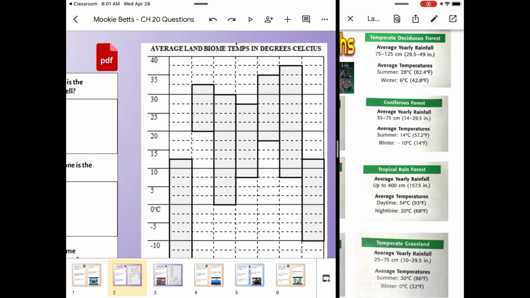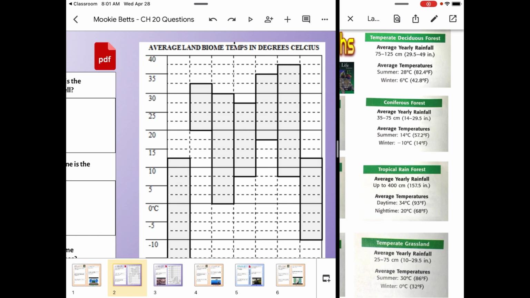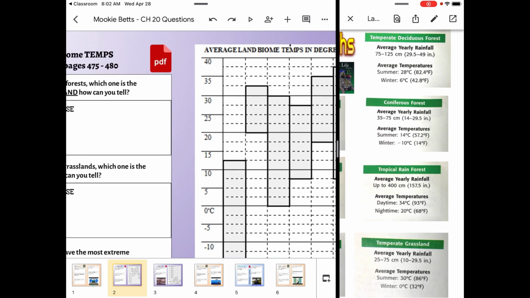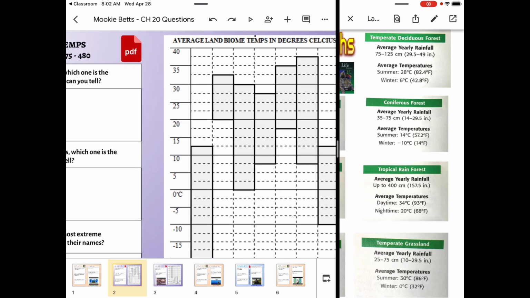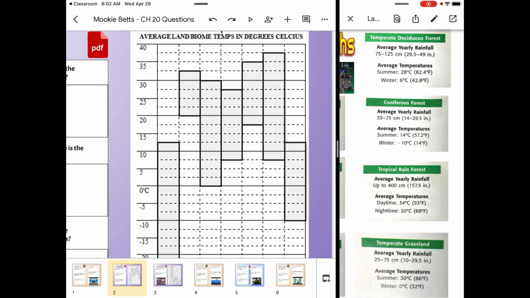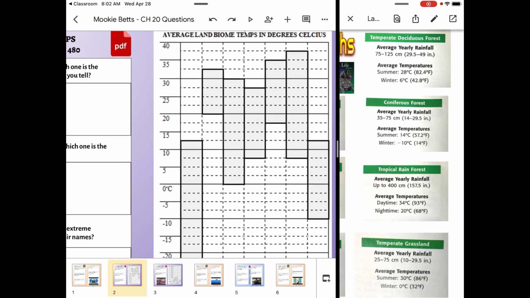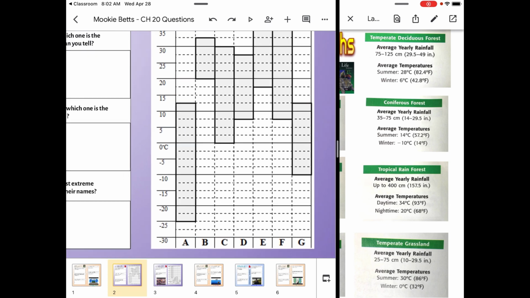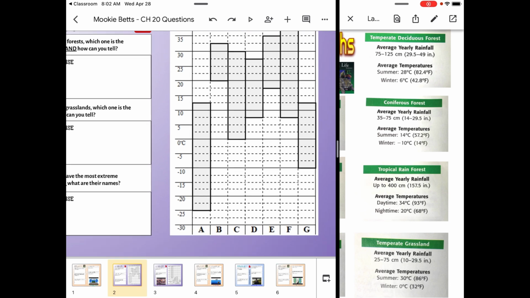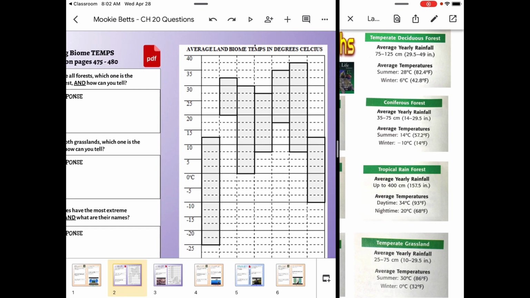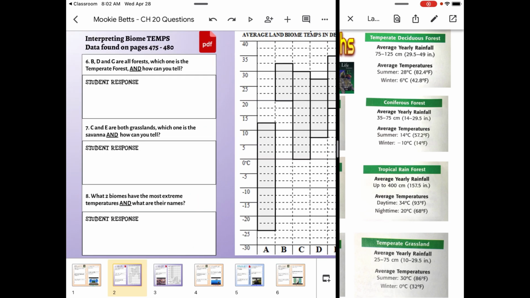Now this is a temperature graph, so we only look at temperatures, and this is in degrees Celsius, or C. So for instance, the temperate deciduous forest goes from 6 Celsius to 28 Celsius. So if you find the one that goes from 6, so here's 5, so it starts near that 5 line, goes from 6 up to 28, you have found the temperate deciduous forest. Now this graph isn't perfect, but we know that B, D and G are the forests, so we can ignore the others. There's only 3 to pick from.